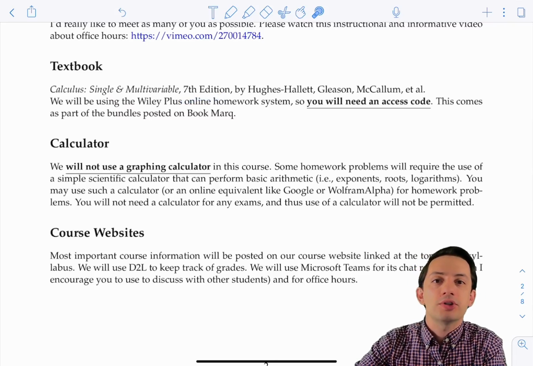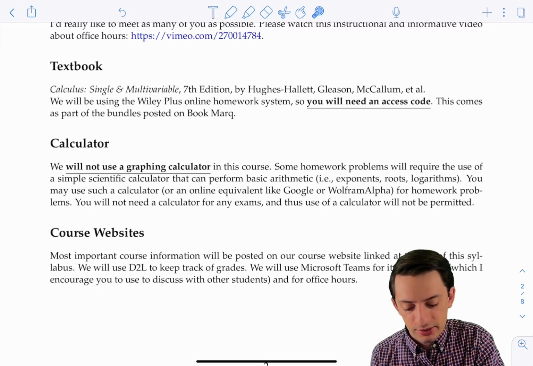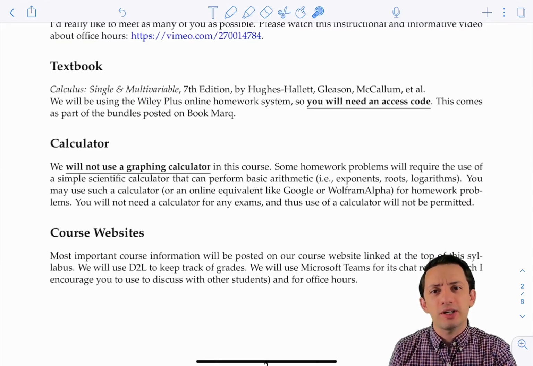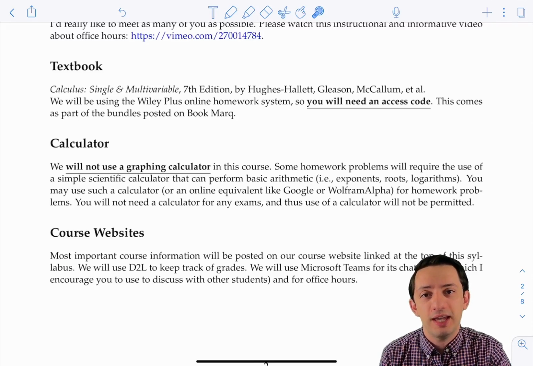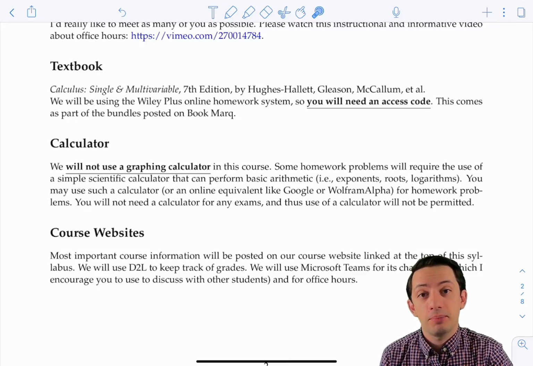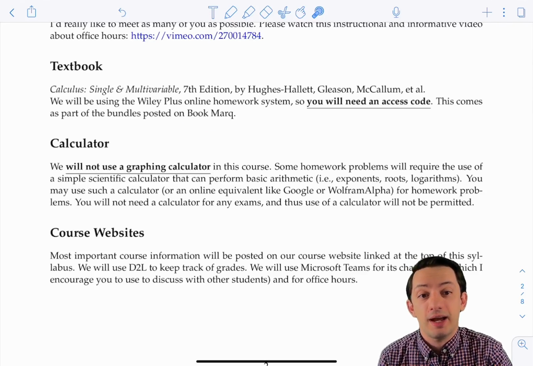Now, one of the components of the course will be an online homework system called Wiley Plus that comes with the textbook bundles. So if you're just trying to buy the book itself used, you might not have the access code. So you want to make sure that you get the access code when you get the textbook. And both of the bundles that are on Marquette's textbook page, bookmark, do come with that access code.